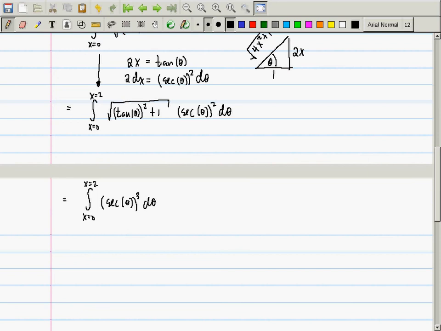I assigned this question? Wow. If I had done it beforehand, I probably wouldn't have. I think that secant cubed is one of the trick integrals. Yeah, you have to do integration by parts twice, I believe. Yeah, that's great. So, instead of doing that... Isn't that great?